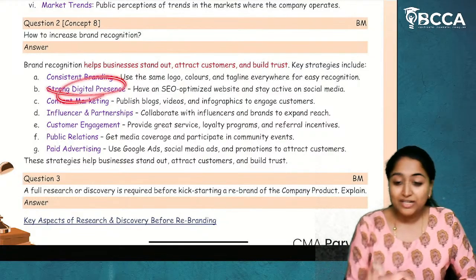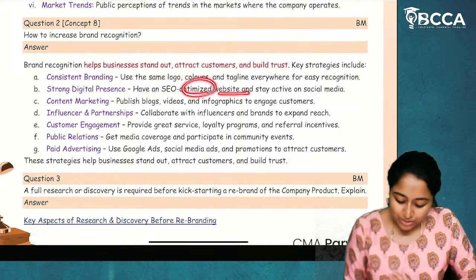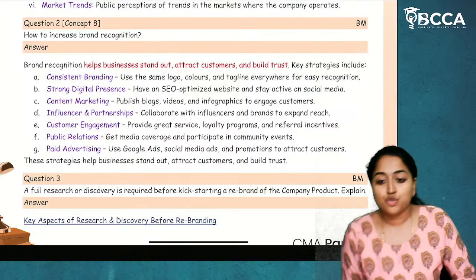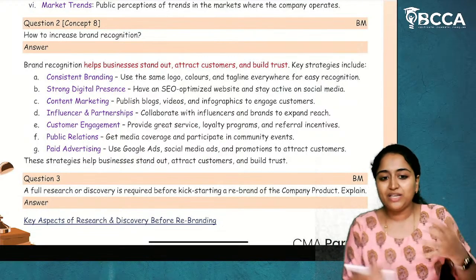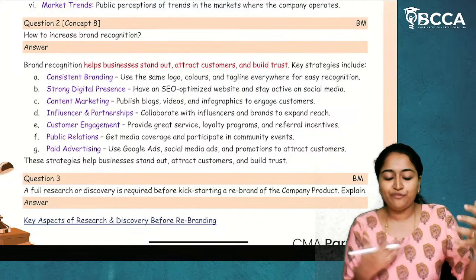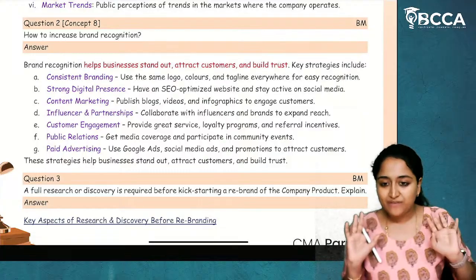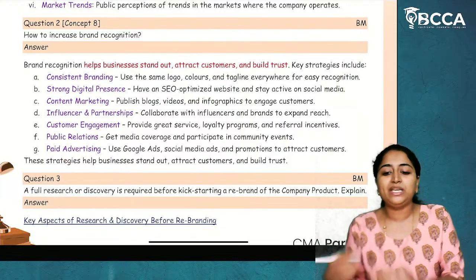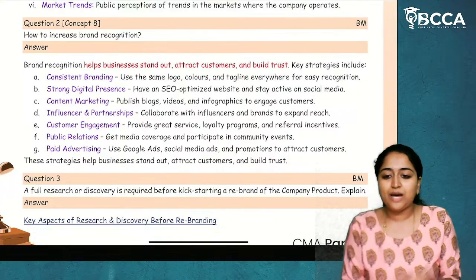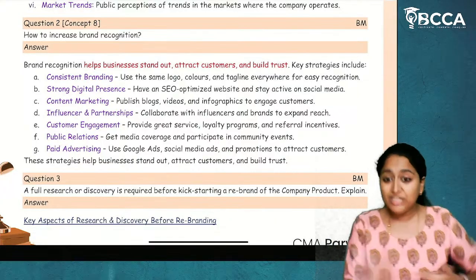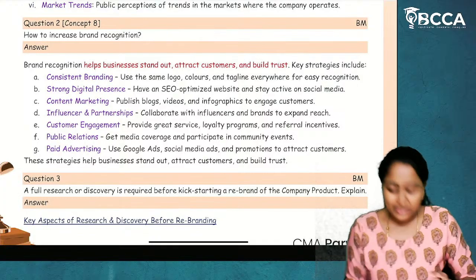Next is strong digital presence. Always have an SEO optimized website and stay active on social media. Always have a proper website. You are giving the pros, cons, your features, everything on your website. You are being so transparent with your website, and always you are appearing on social media, either through TV channels, Instagram, Facebook or the internet, anything. You are being visible on social media.